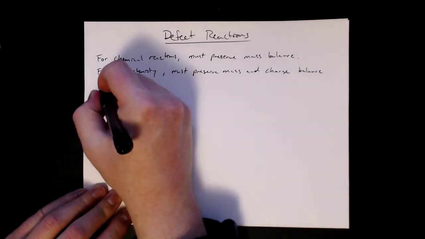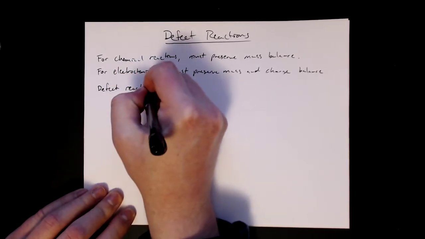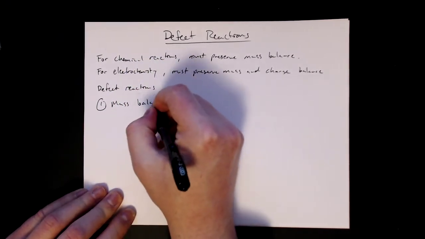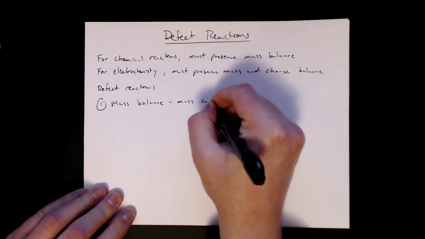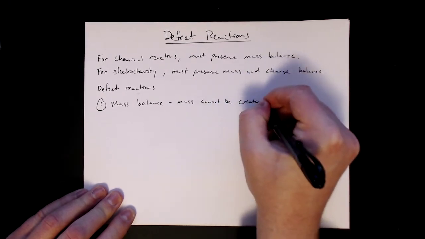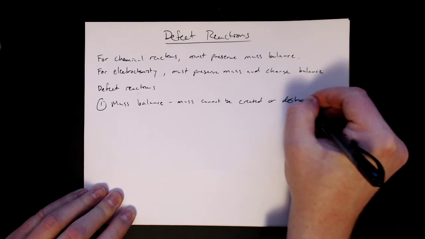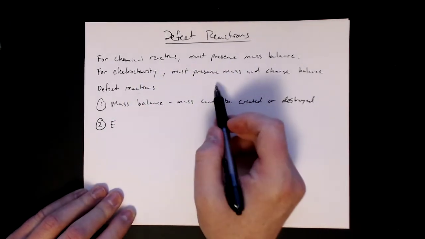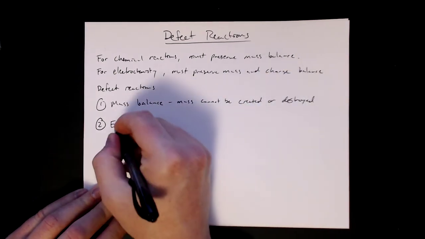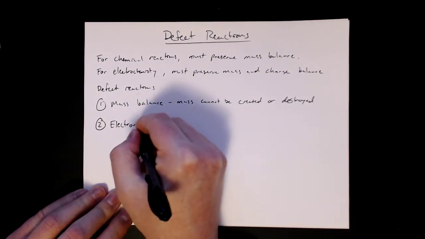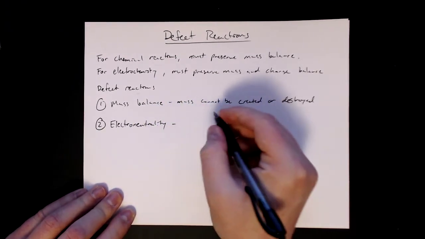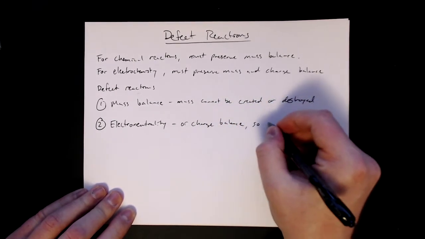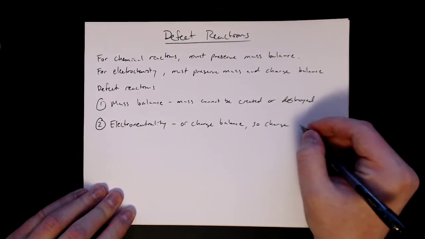And so with defect reactions, we have to consider one more thing. The first one we have to consider, which we've already talked about, is mass balance, right? So mass cannot be created or destroyed. All right, second. This is the one we talked about up here for electrochemical reactions. We must preserve charge. So this is electroneutrality, or charge balance. And so charge cannot be created or destroyed.